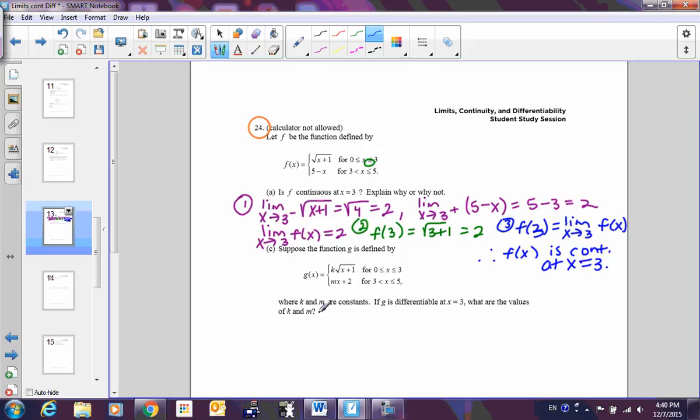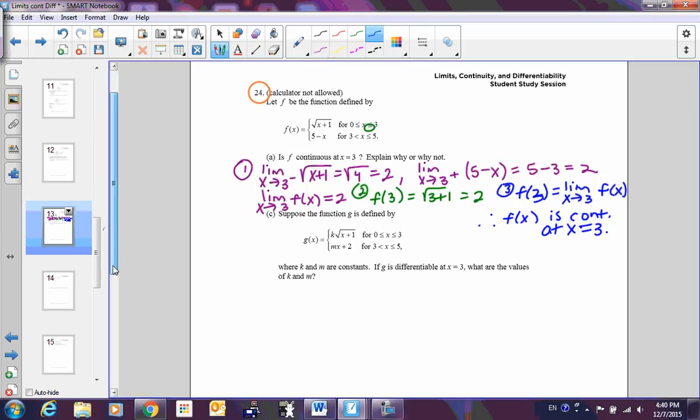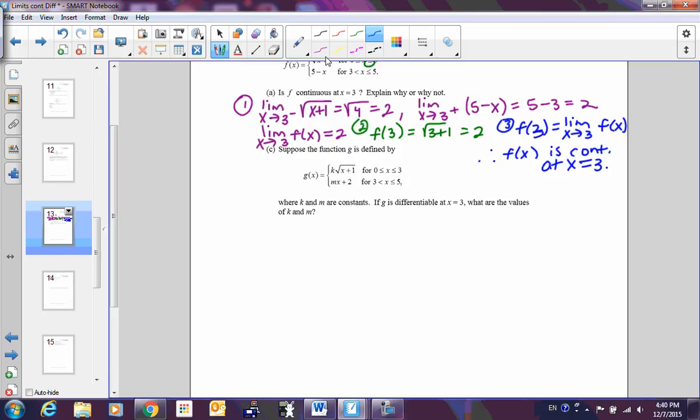I'd give you more room if you needed to do this later on. Okay, so part B was skipped because that was something we don't know how to do yet, and so now we're going to look at C. We have this function, it's a piecewise, of course. K and M are constants, and we need to find out what K and M are if G is differentiable.